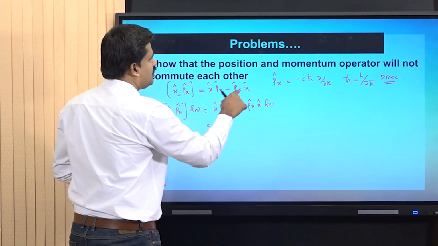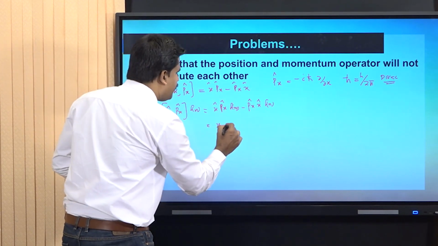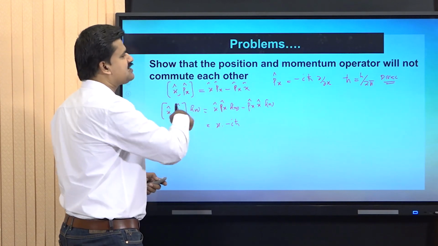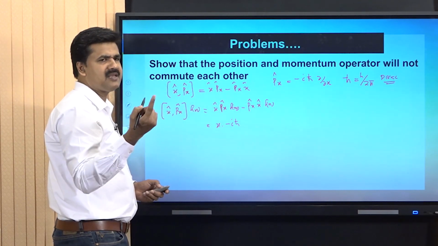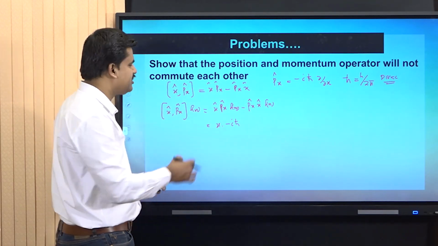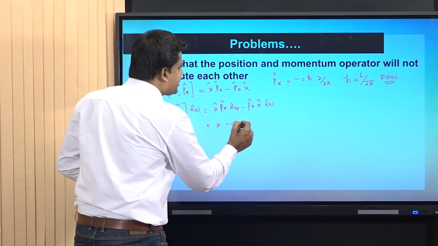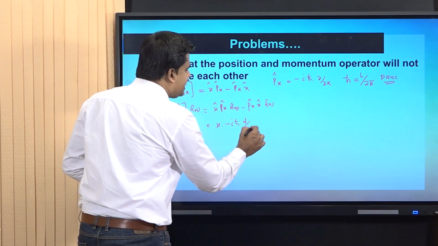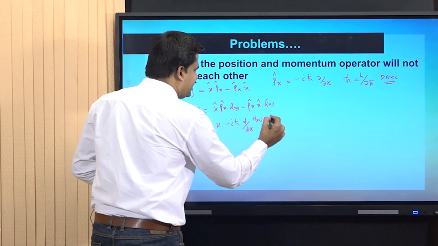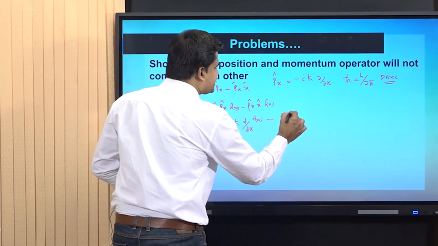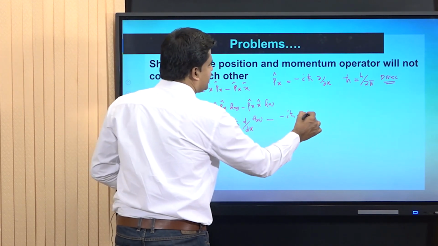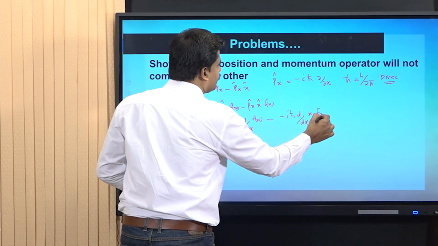X into, what is px hat? Px hat is minus i h cross dou by dou x. Since we are having only one variable, dou can be replaced with d. That is, no need for the partial differentiation. We can use complete differentiation. Therefore, x into minus i h cross d by dx of f of x, minus i h cross d by dx of x into f of x.